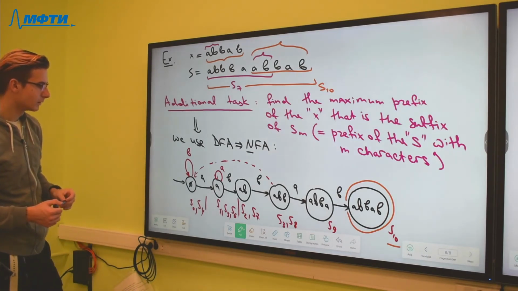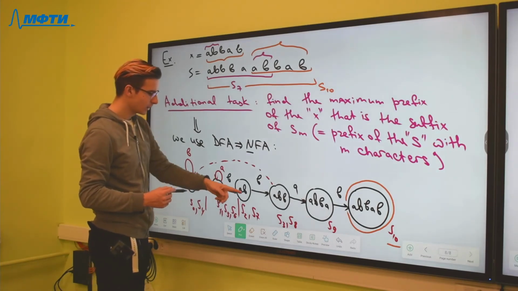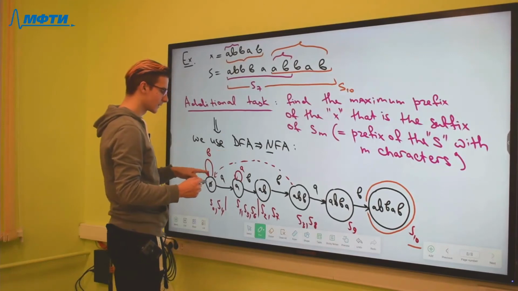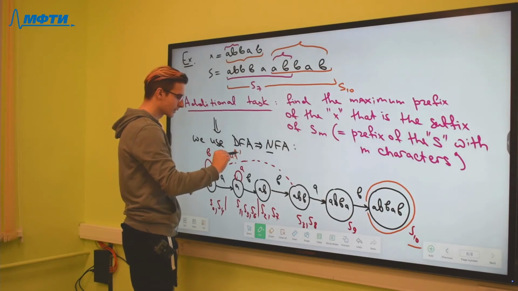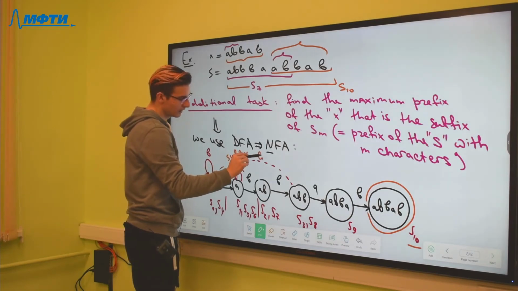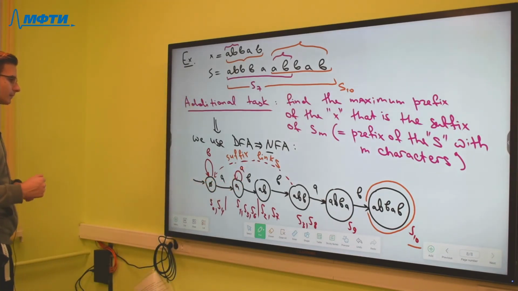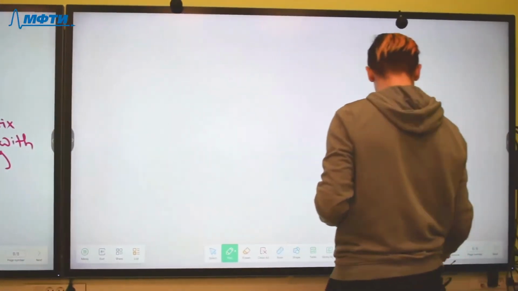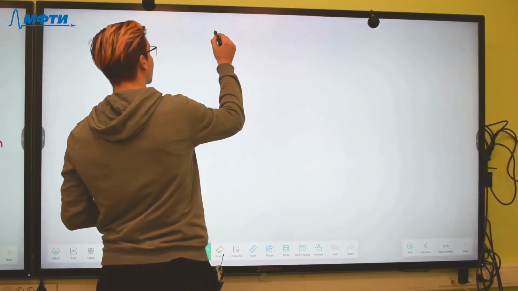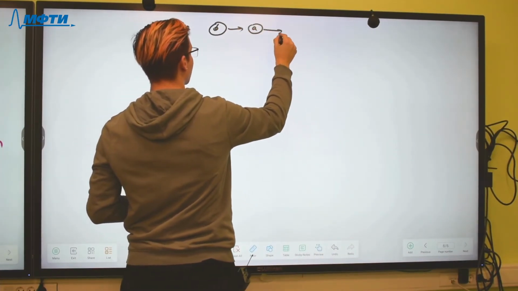And we need to understand how to find these edges and find these links. They are named suffix links. So I can repeat this.